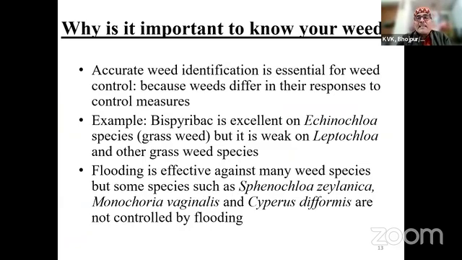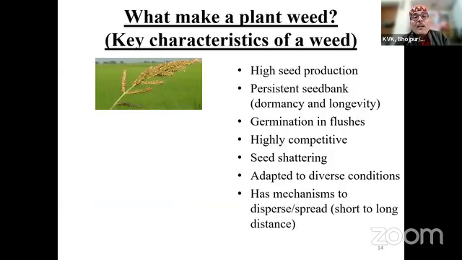Accurate weed identification is essential for weed control because weeds differ in their response to control measures. For example, bispyribac is excellent for Echinochloa grass weeds, but it is weak on Leptochloa and other grass weeds. Flooding is effective against many weed species, but some species such as Sphenoclea zeylanica, Monochoria vaginalis, and Cyperus difformis are not controlled by flooding. So at times water also acts as weed control.